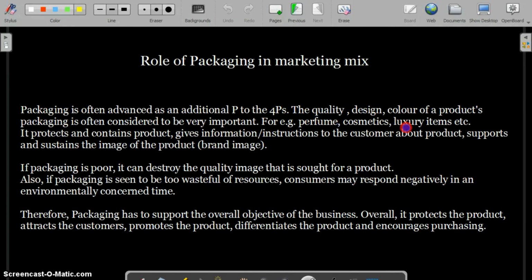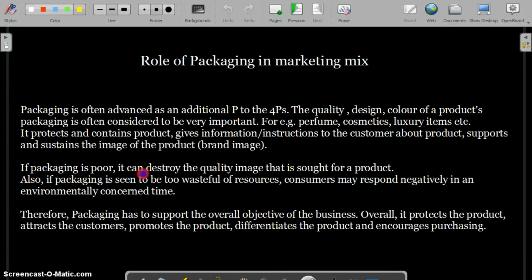It's the quality, design, and color of products. Packaging is considered very important for things like perfumes, cosmetics, and luxury items. In all these, these factors matter. So what is the role of it? It generally protects and contains the product. It gives information to the customer about the product. It supports the product and sustains the image of the product, the brand image basically.